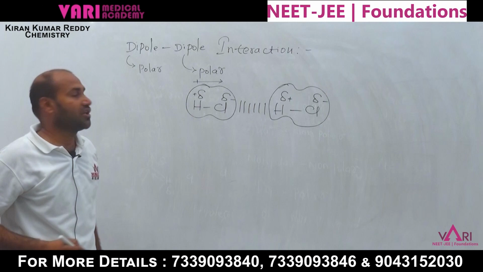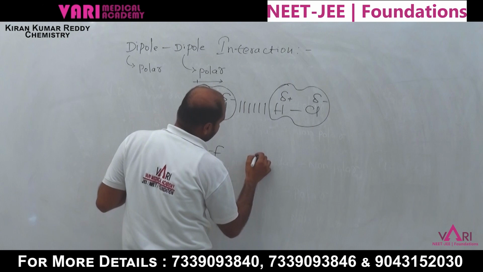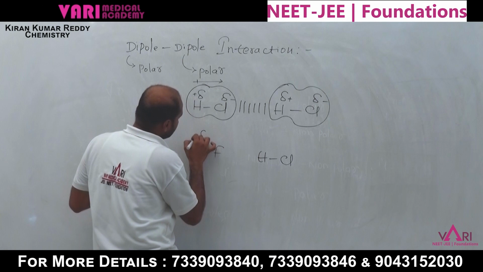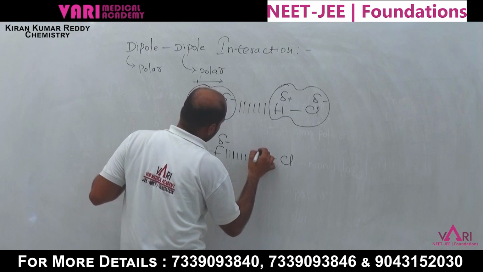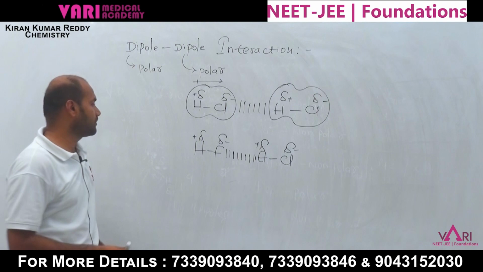If you take the water molecule interaction, or HF, another polar molecule, or HCl, here is less positive, here is negative, and this one interacts with hydrogen, here it's positive, here also negative. This is another type of hydrogen bonding also. Hydrogen bonding.